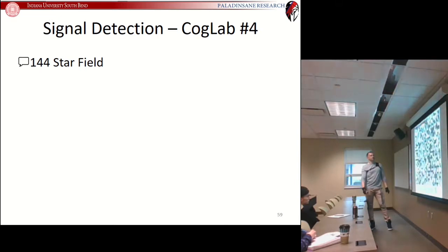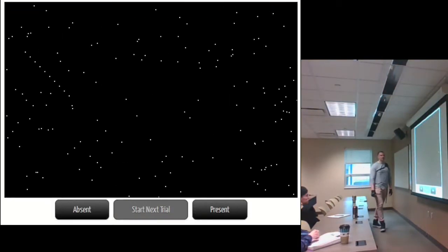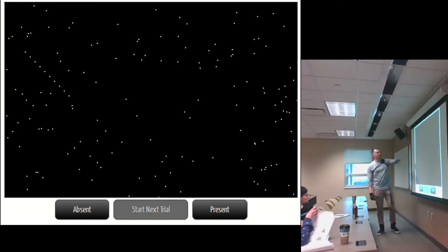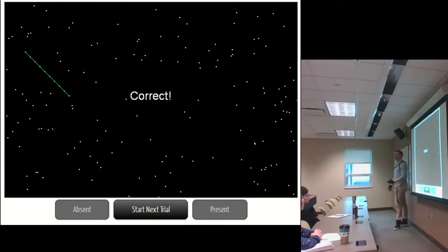144 star field, that's what it looked like. In this case, you would take a look at this star field, and this one is present because the target is right there. So if you click on present, you would get it correct. That would be a hit. If you clicked on absent, that would be incorrect. That would be a miss. So this is when the signal is there. Get it correct, you have a hit. Say absent, you got a miss.